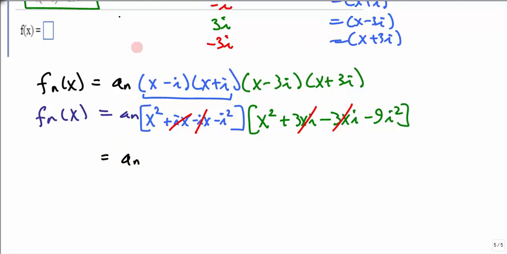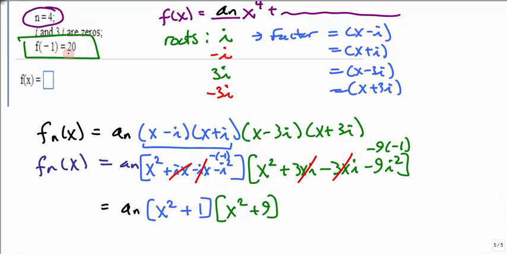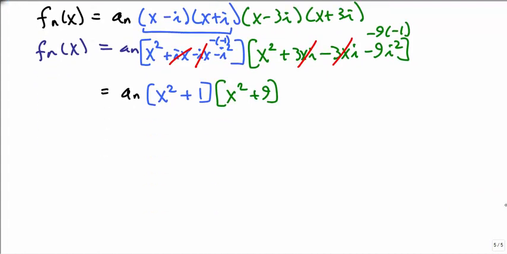So let's see what we have left here. I have x squared. Now remember, i squared is a negative 1. So this is minus a negative 1, which is the same as plus 1. Then over here I have x squared, negative 9. i squared is a negative 1. Negative times a negative is a positive. Okay, so now we're given a little bit more information. We are also given way up here that f of negative 1 equals 20.